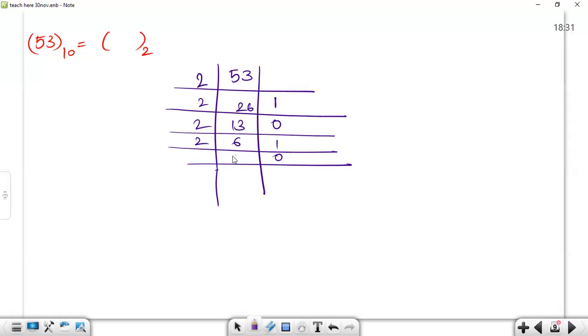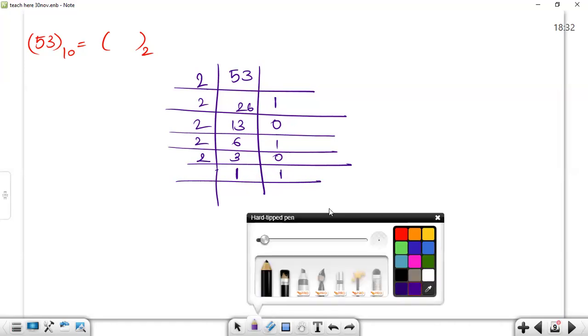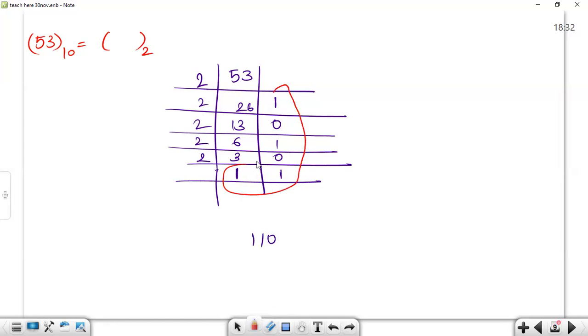This 0, we do not have to subtract anything from 6. So 6 by 2, 3. Now we have to subtract 1 from 3. 2 by 2 becomes 1. So whenever 1 comes, we'll stop. Our answer is 110101. So this is 53 in binary number system format. Any doubts?